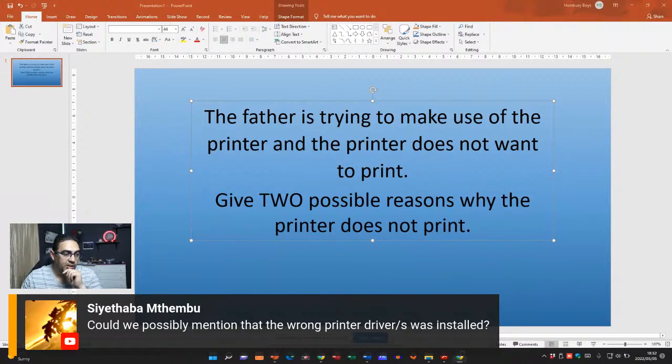Could you possibly mention the wrong printer? Yes, I'm sure you can. The only problem with that is if the wrong printer driver was installed, it wouldn't work in the first place. Especially from his phone. So yeah, I think maybe don't worry about that one.